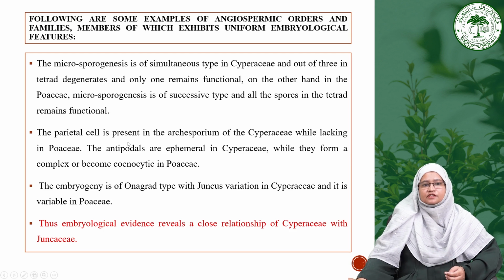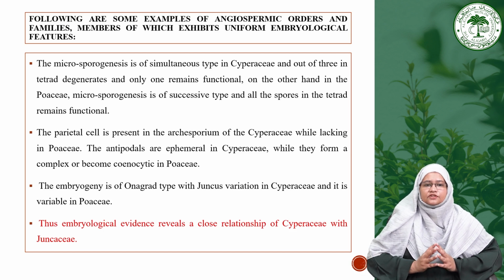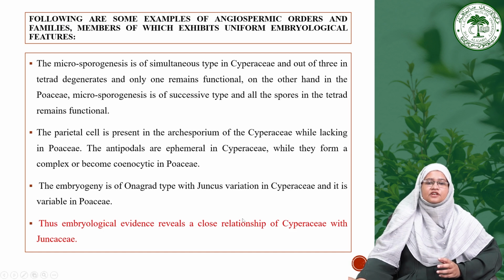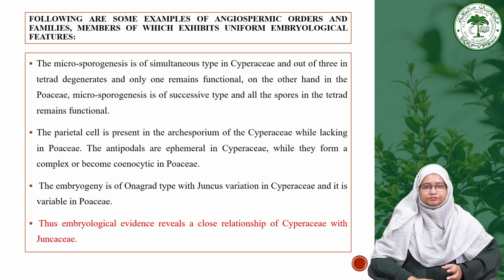Then the parietal cell is present in the archesporium of Cypressae while lacking in Poaceae. Then antipodals are ephemeral in Cypressae while they are formed complex or become synthetic in the Poaceae family. Then embryogeny is of onagrad type in Cypressae, as in Juncus variation, and it is variable in the Poaceae. Thus, embryological evidences reveal a close relationship of Cypressae with Juncaceae.